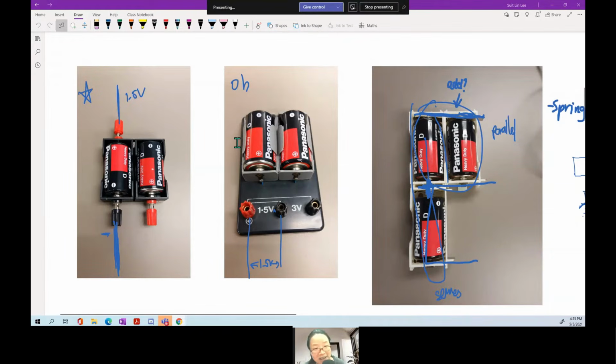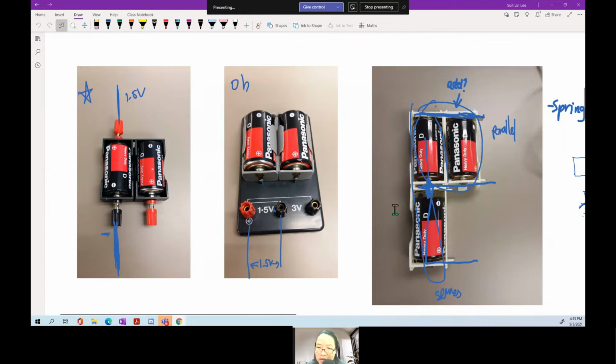So how to connect? My suggestion is you just connect directly to a multimeter. You connect a multimeter like this, and you see, oh, this is 1.5 volt. That means this one is 1 battery. If you connect here and here, then it's 2 batteries. It should be around 3 volt. This one they label for you very nicely, so no problem.